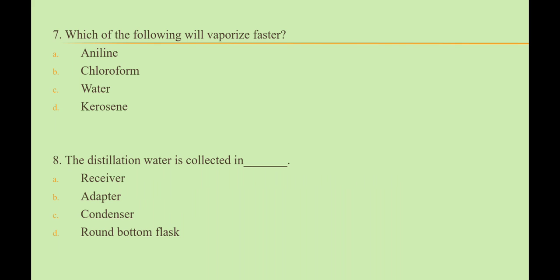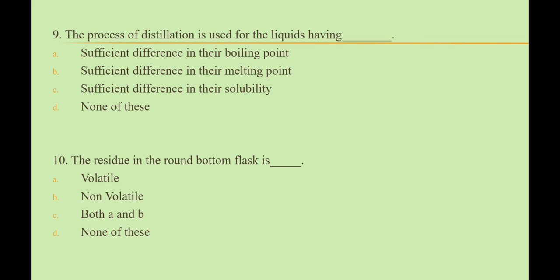Next question is, which of the following will vaporize faster? Option A aniline, option B chloroform, option C water, option D kerosene. So the correct answer is B, that is chloroform. Next question is, the distillation water is collected in dash. Option A receiver, option B adapter, option C condenser, option D round bottom flask. So the correct answer is A, that is receiver.